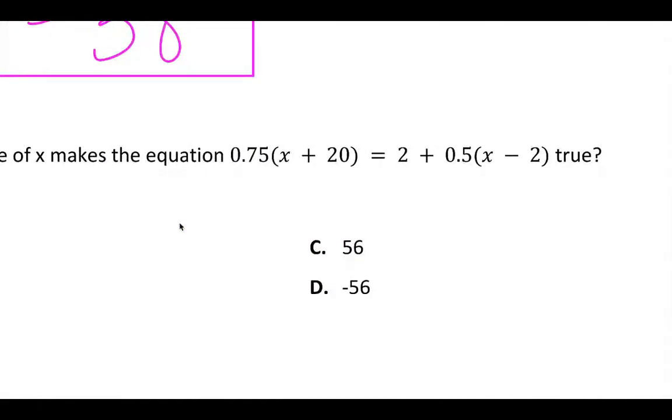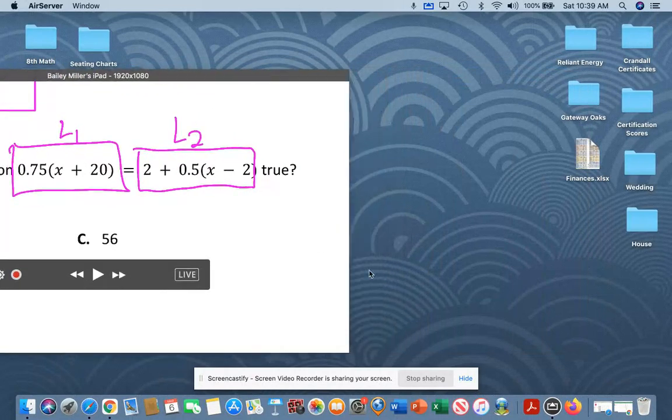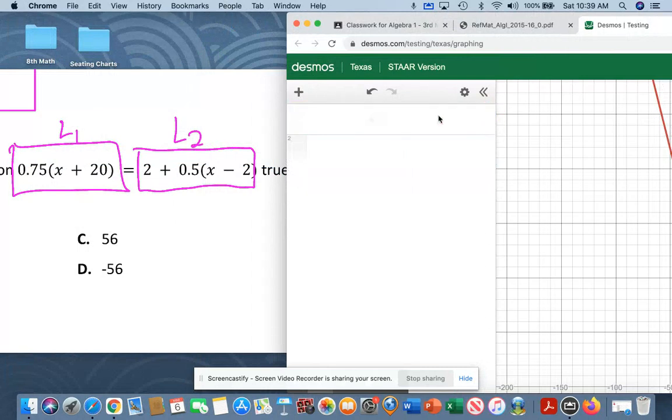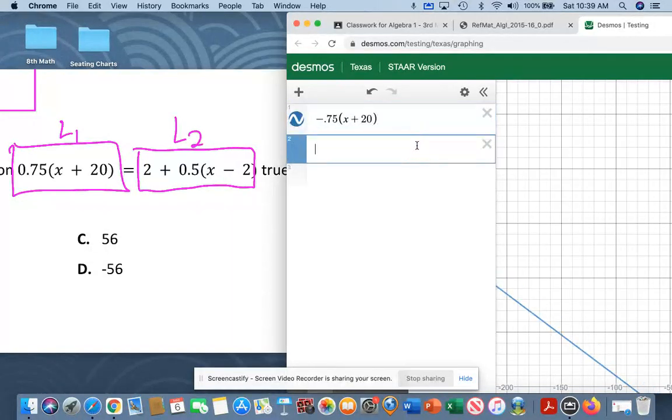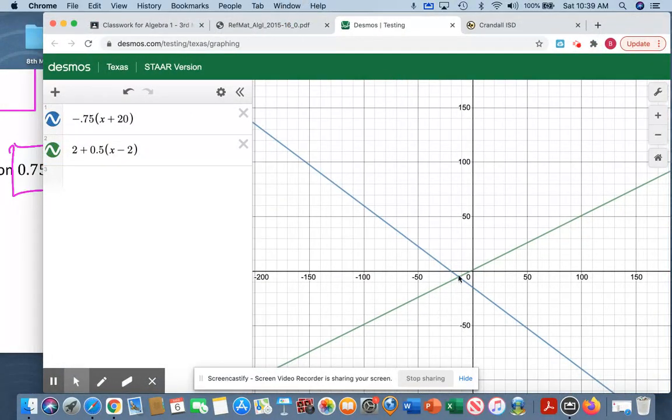Another one, again, plug this into L1, this into L2, and see where they meet. So let's open Desmos. These already have x's, so I can keep the variable the same. X plus 20, and then 2 plus 0.5, x minus 2. I'm looking for where the blue and the green line meet, which is way down here. And I'm looking for the x, so -12.8.